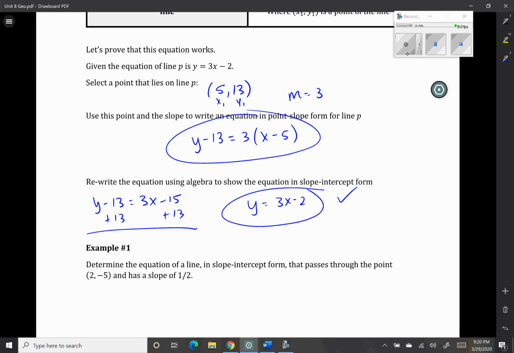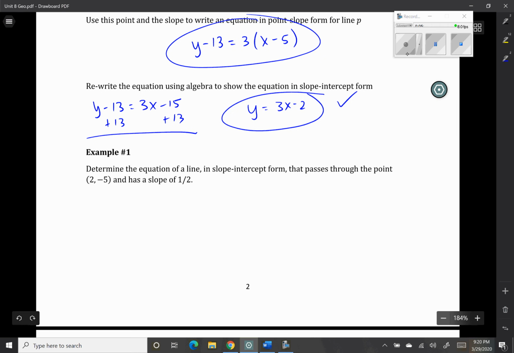So because of this, we can now use this when we know information about a line, but we don't know the y-intercept, like example 1. So example 1 says determine the equation of line in point-slope form that passes through the point 2, -5 and has a slope of 1/2. So because it is a random point, not a y-intercept, this is x1 and y1. So I just plug into this new formula. This is not on the reference table. It's something that you would need to know how to do by yourself.